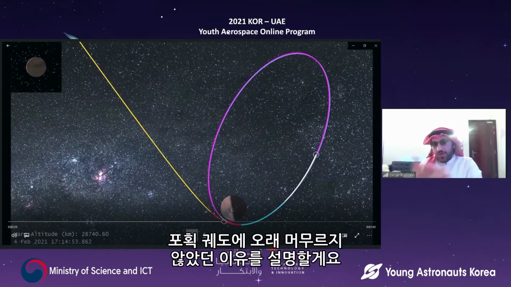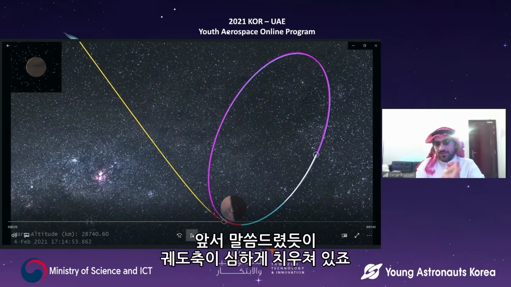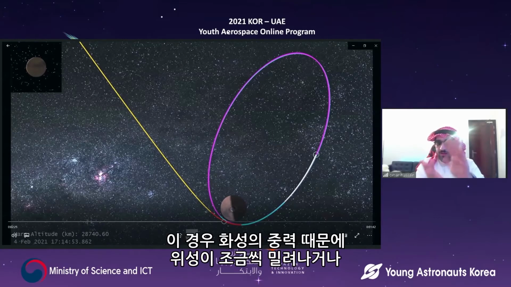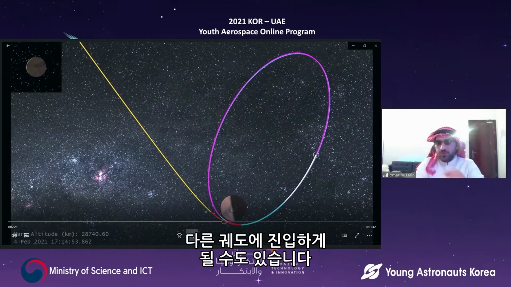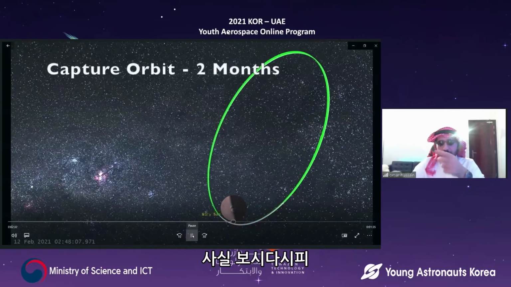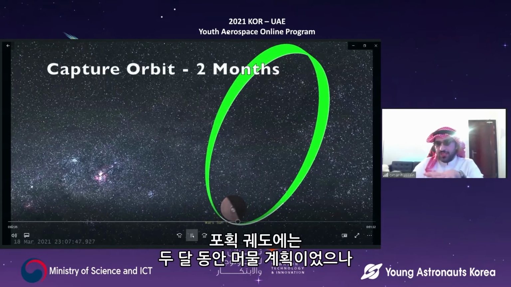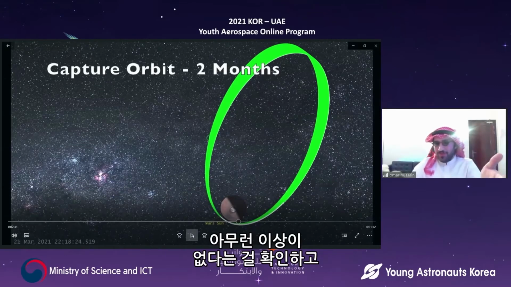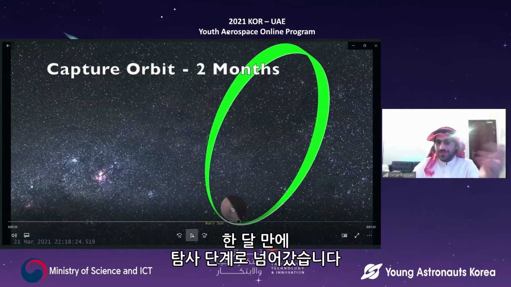So I will show you now why the capture orbit is an orbit you don't want to stay in, since it's highly eccentric, like I said. What that means is that we get very close to Mars. So Mars's gravity affects us and actually slowly starts perturbing or changing our orbit into a different orbit. So of course we take that into account, and in this simulation, we planned for a 2-month period to stay in the capture orbit, but we saw that everything was okay and we can actually transition into science. So we did it in just 1 month.